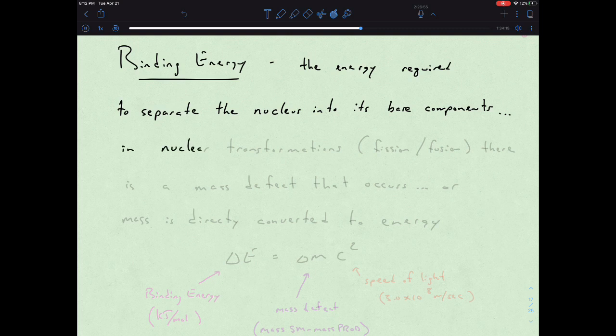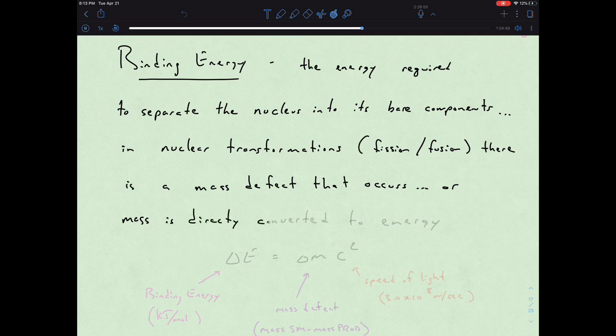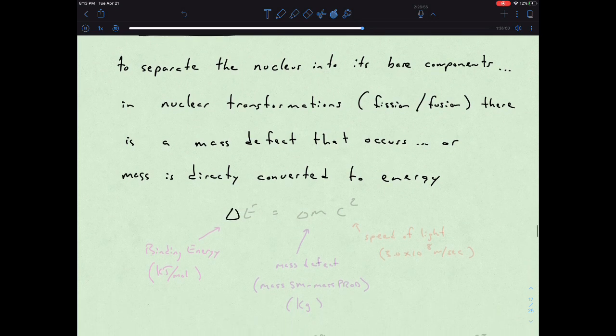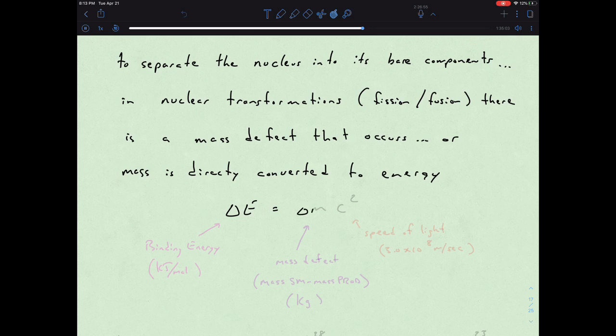In nuclear transformations, such as fission and fusion, there is a mass defect that occurs, where mass is directly converted to energy. And so we find that a change in energy is really looking at a change in mass times the speed of light squared.